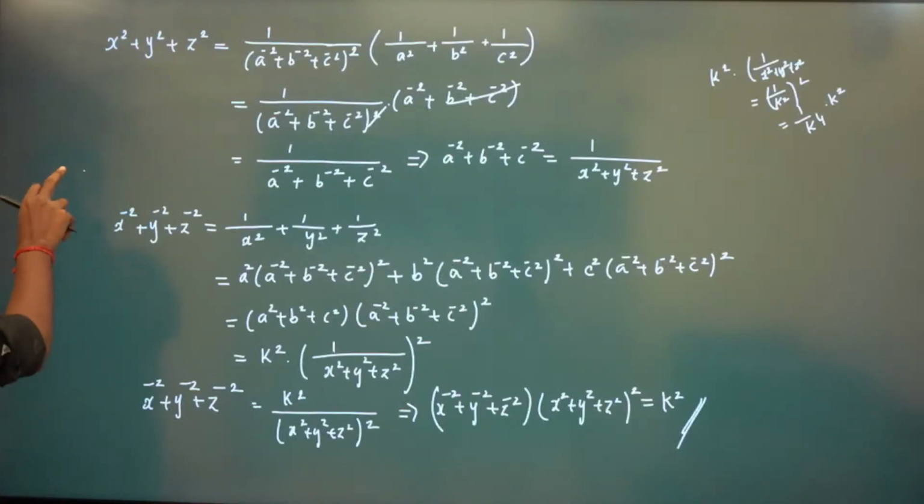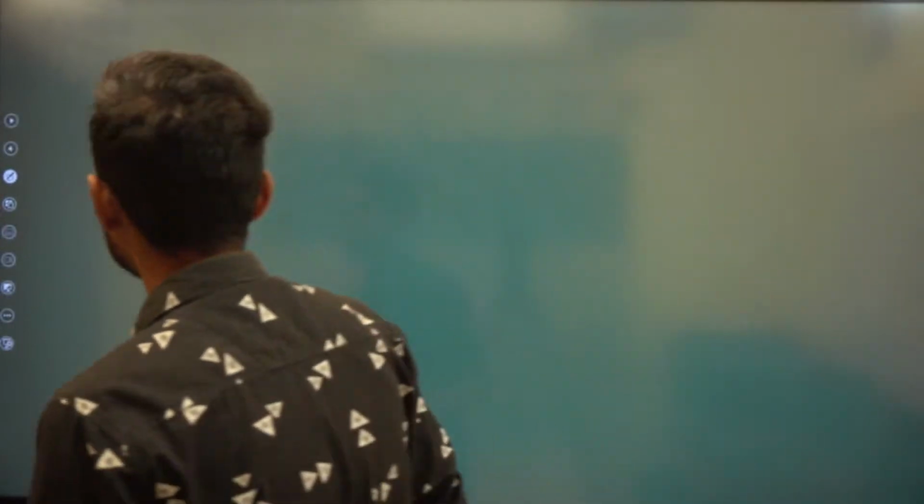Move on to the next concept. Equation of line passing through 2 points, right? Equation of line passing through 2 points. That is the next equation. So line through 2 points.